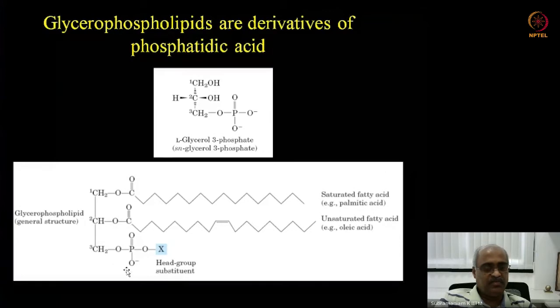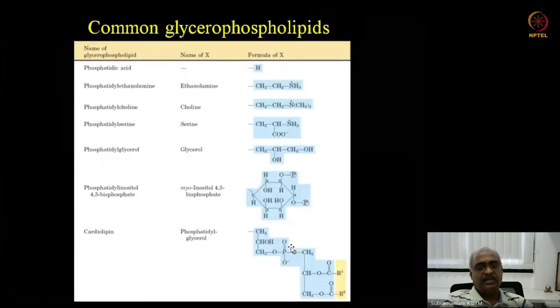And this phosphate group can be further derivatized with polar groups, and that is the head substituent. This basic one where it is just the phosphoric acid is called phosphatidic acid. Okay, so written here, phosphatidic acid. So phosphatidic acid is simply diacylglycerol where the phosphate group is just the phosphate, no other group is added, OH, OH. And it can have derivatives. For phosphatidic acid, it's simply that hydrogen there. Then you can have an ethanolamine there, or you can have a phosphatidylcholine.